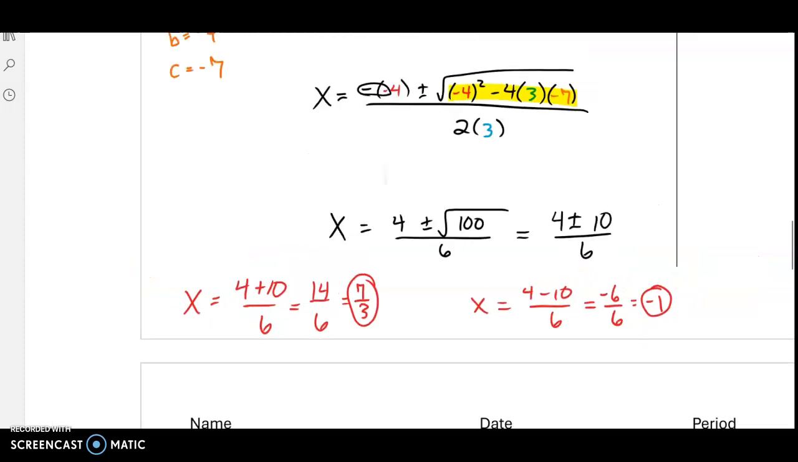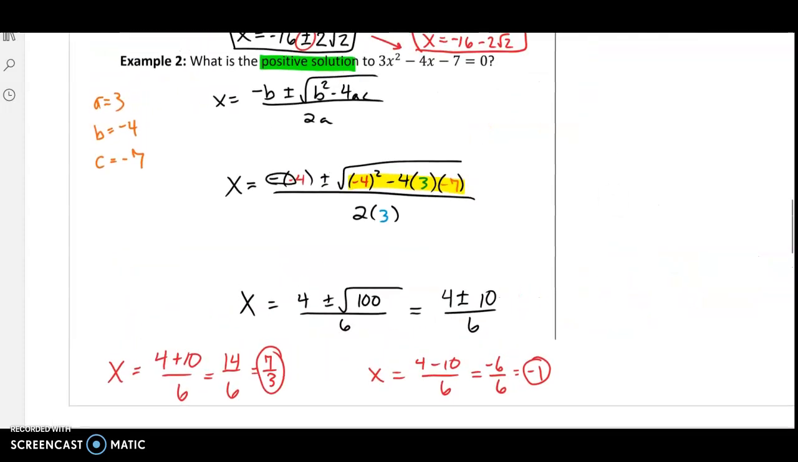But remember what this problem said. At the very beginning, it said, what is the positive solution? So this is our answer, okay? This one down here is not. We only wanted the positive solution. They do that a lot on the STAR test.